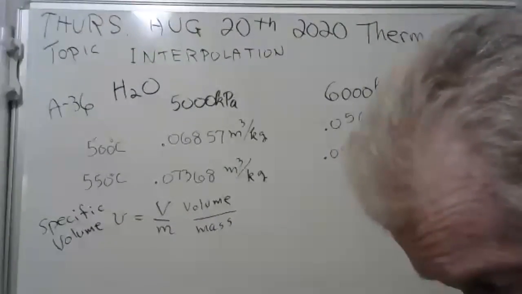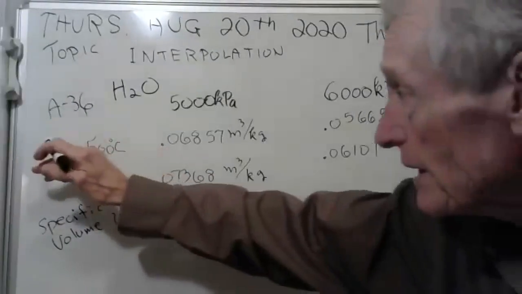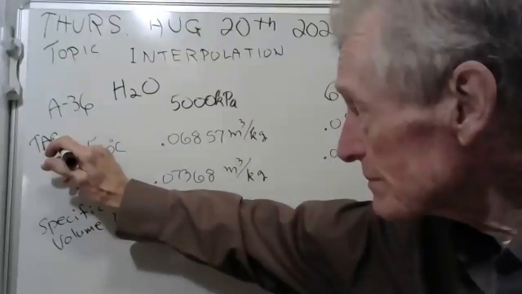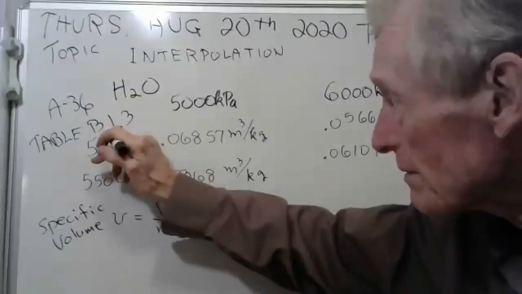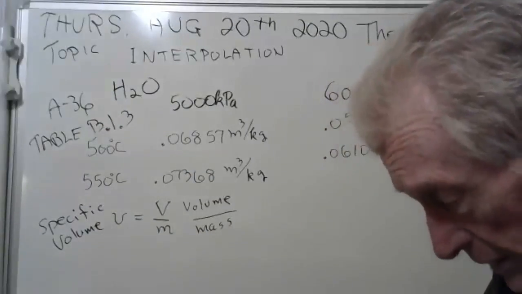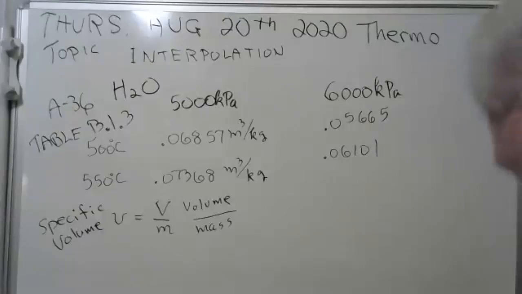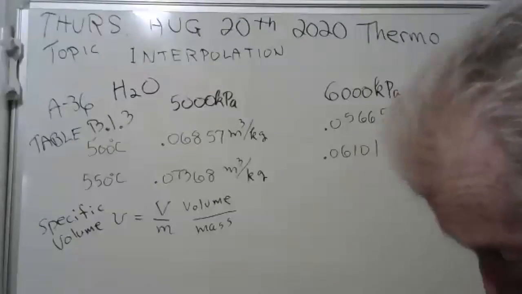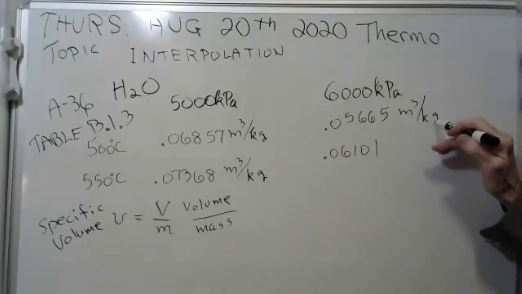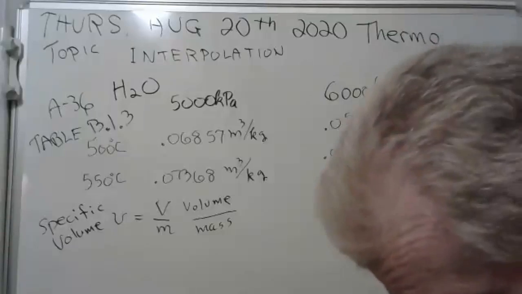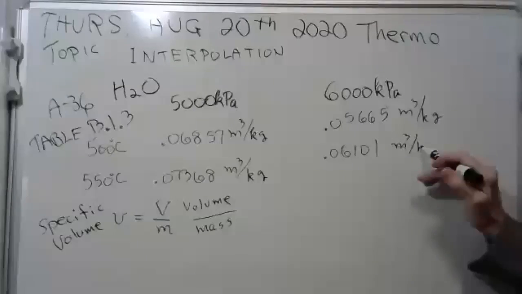Now it's 6,000 kilopascals. It's actually table B.1.3. At 6,000 kilopascals and 500 C, it's 0.05665 cubic meters per kilogram. And at 550 Celsius, 0.06101. I hope I copied those down right.